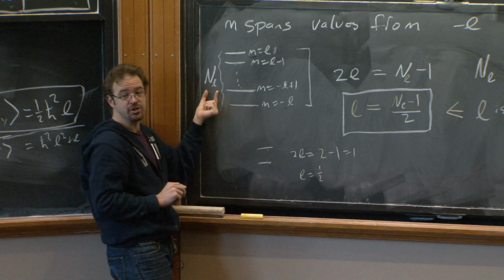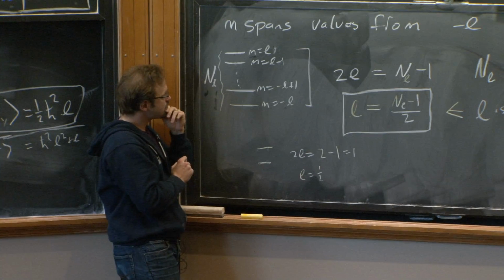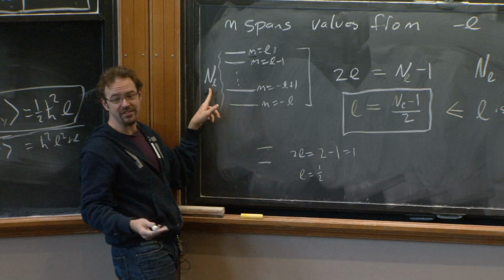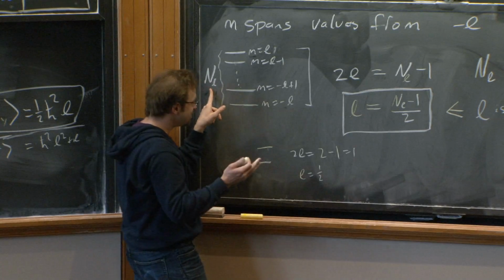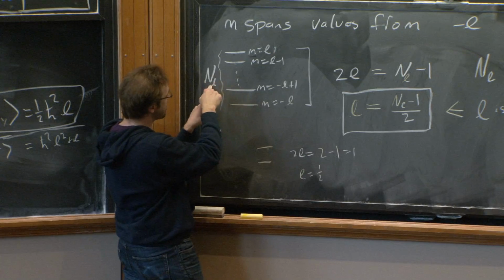Well, we haven't assumed L is an integer yet. We haven't assumed that yet. So this n sub L is an integer, because it's the number of states, and the number of states can't be pi. So now let's count that. How many states are there? There are n sub L.